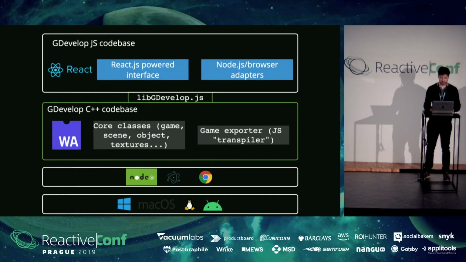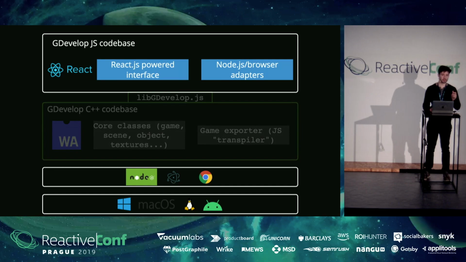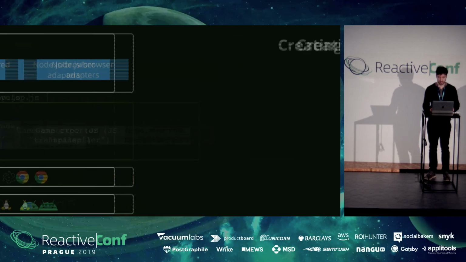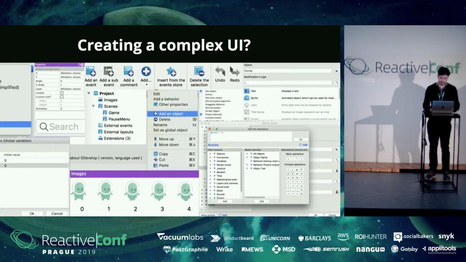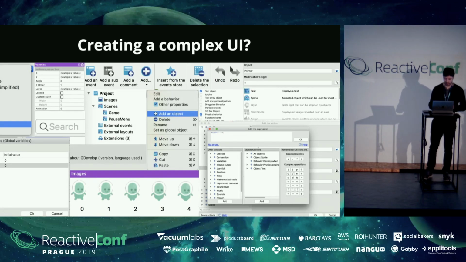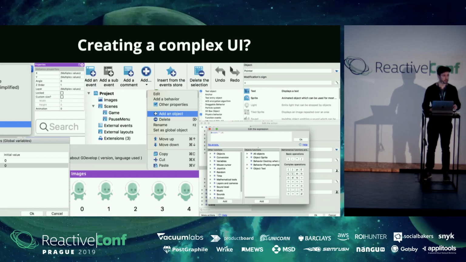This being said, we now have the core of the application that is compiled to WebAssembly and running in a browser. That's a good first step. Let's now see if we can redo an interface on top of it that is better than what we had before. So we want to make a complex UI, and by complex UI, I mean a UI with context menu, thumbnails, list of objects, trees, dialogues.